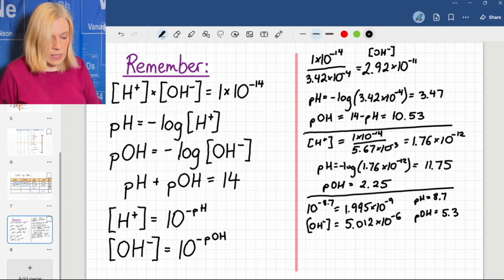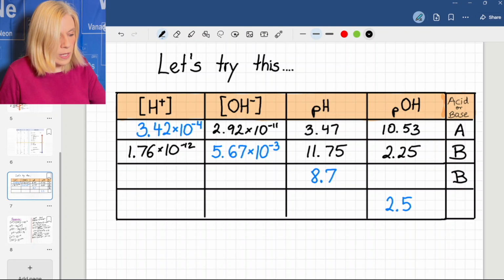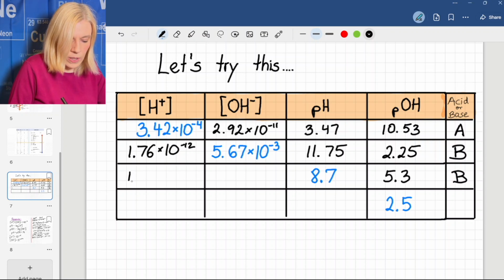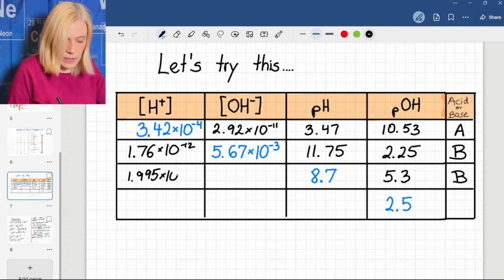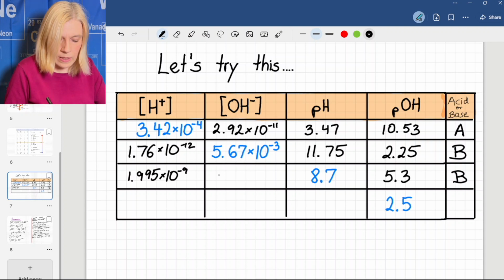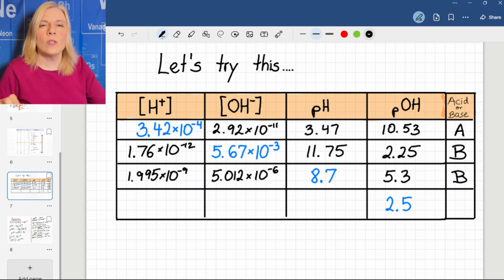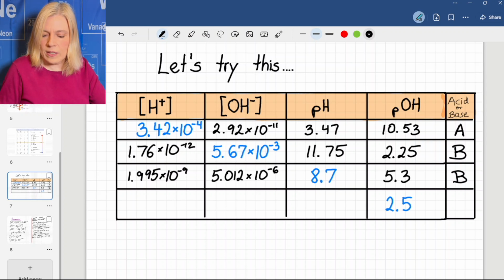So I can fill it in on a table. So here will be 5.3, and here will be 1.995 times 10 to the negative 9, and here will be 5.012 times 10 to the negative 6. How did you do?